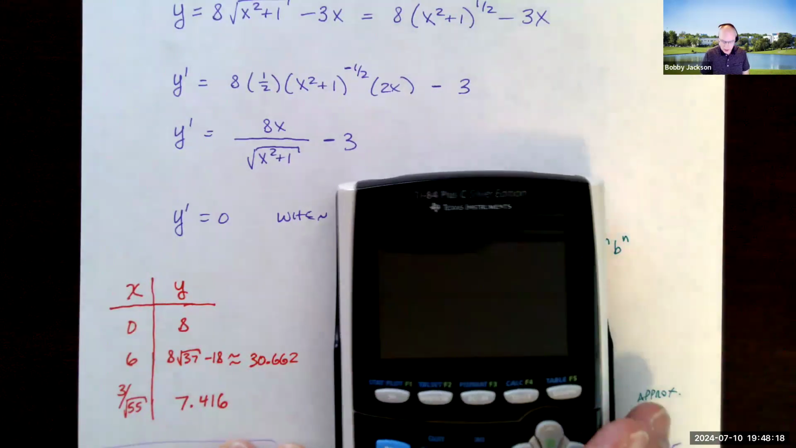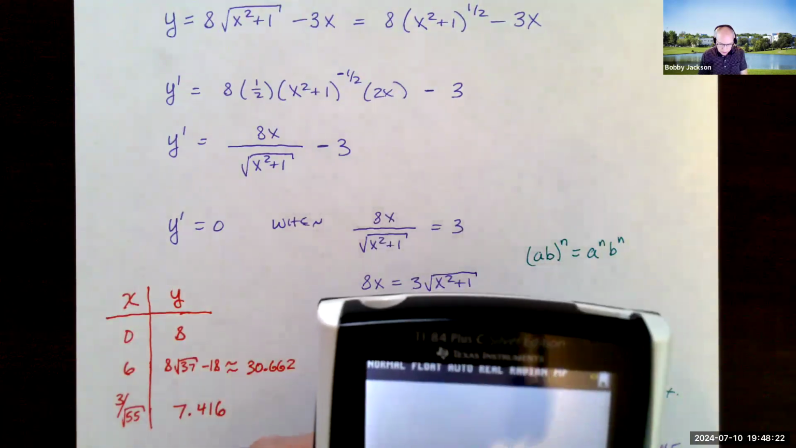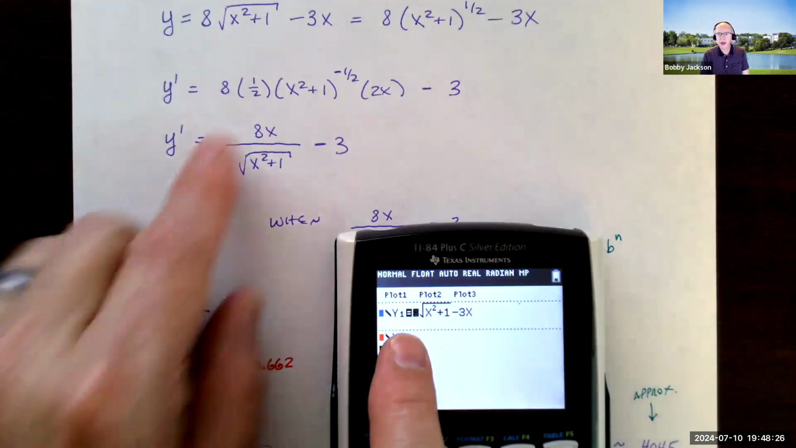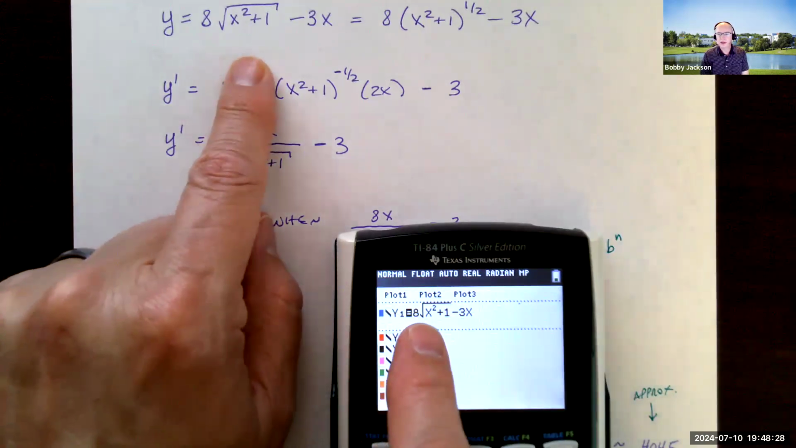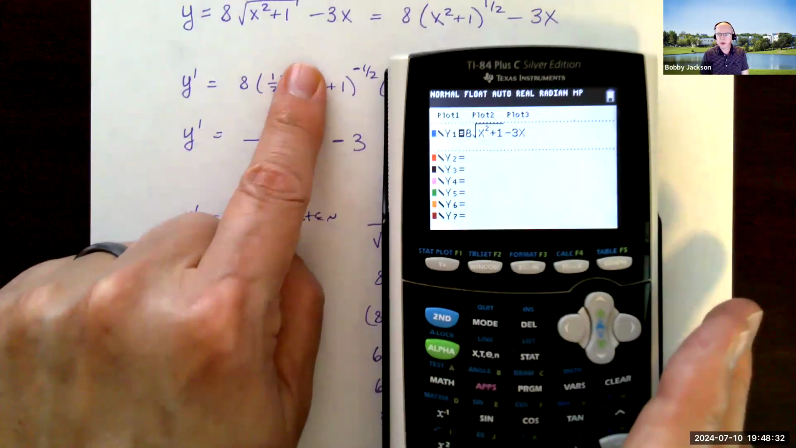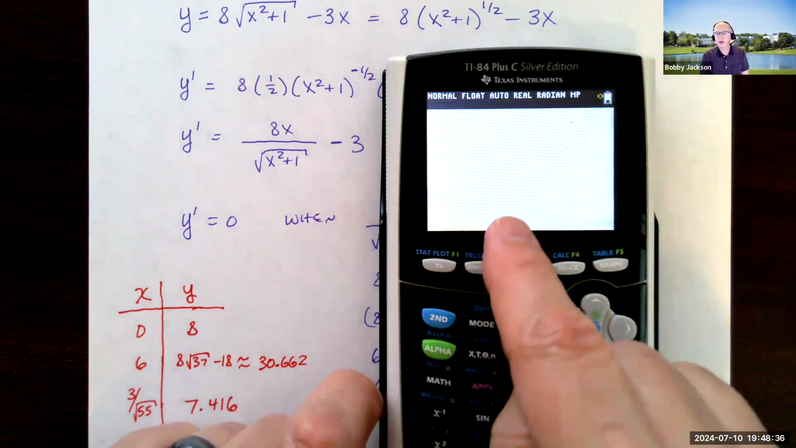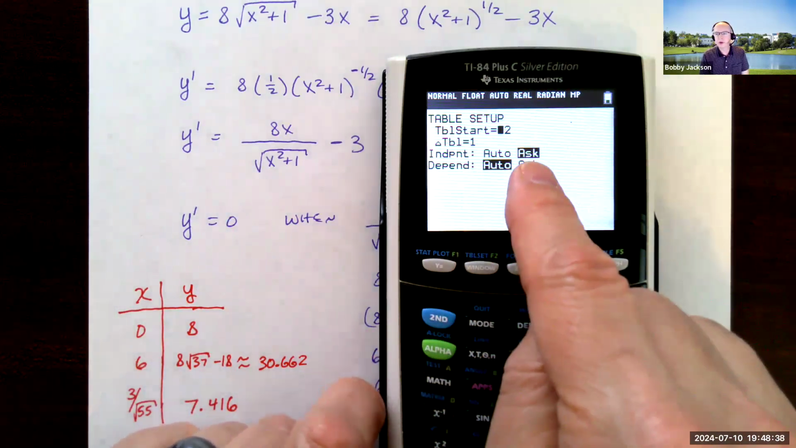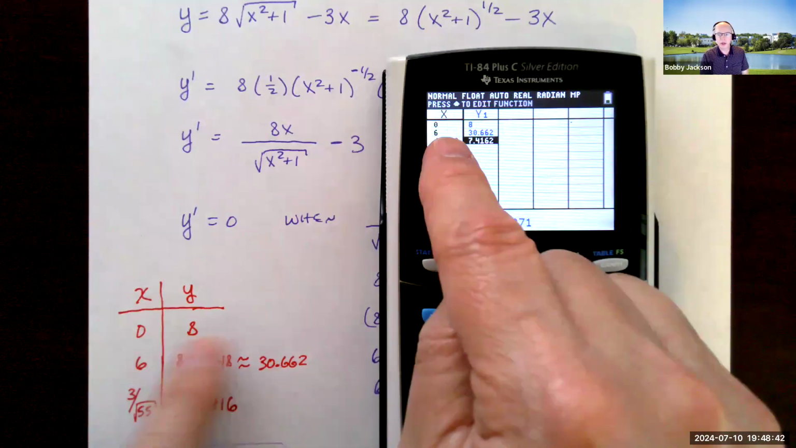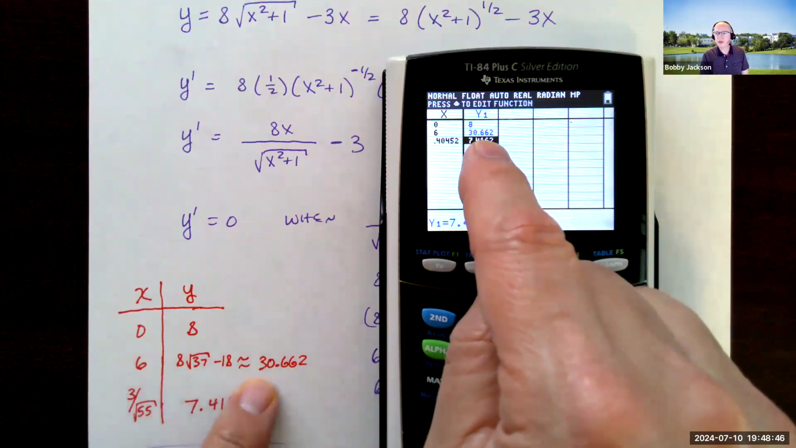And certainly as a check, you want to do this, right? What you do is in the y equal, the equation editor, I'm going to enter this equation in: 8 square root of x squared plus 1 minus 3x. All right, and then I'm going to go to the table set and make sure I am in ask mode for my independent variable, so I can plug in my own values. And then I can plug in 0, of course I get 8, 6, there's my 30.662.